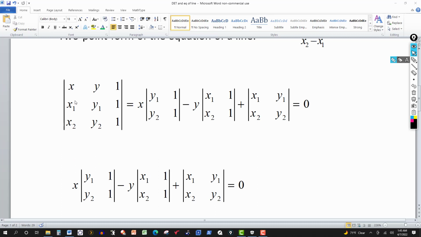So what I did is I expanded it using the first row. So here's the way it works. You take every first component of that row, in this case it's x, and you multiply it by its cofactor. So you take away the row, take away the column. What's left? This right here. This 2 by 2 determinant. You have it here, y1, y, y2, y.